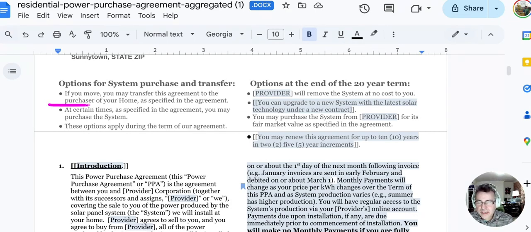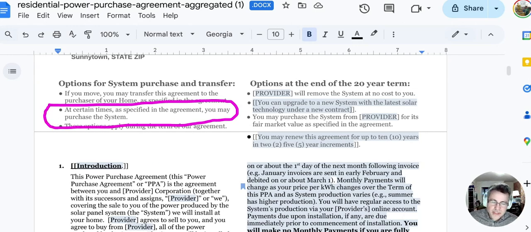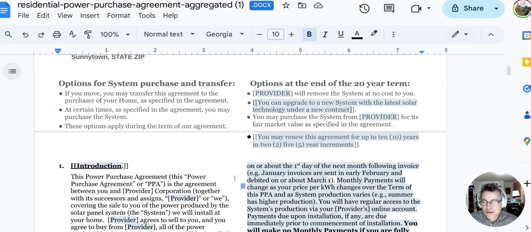You'll also see at certain times specified in the agreement, you may purchase the system, and some of them will let you purchase it anytime after 6 years, and some of them will say you can only purchase it on these dates. One is 6 years, one is 15 years, one is 20. And why is that important? Because they tend to, especially for these residential contracts, get a lot of them and package them together and sell them to somebody.